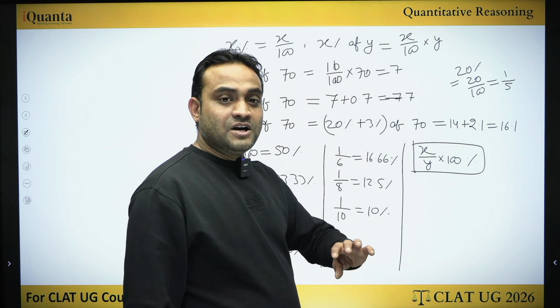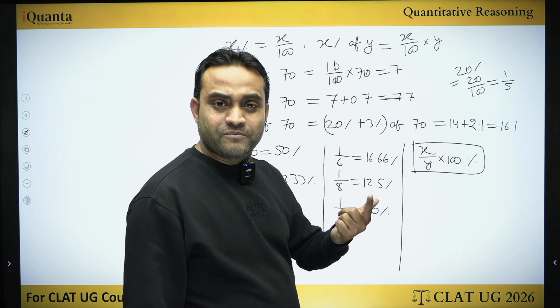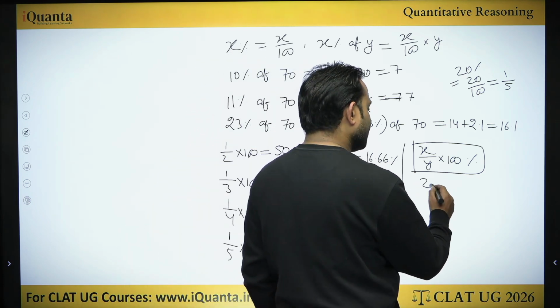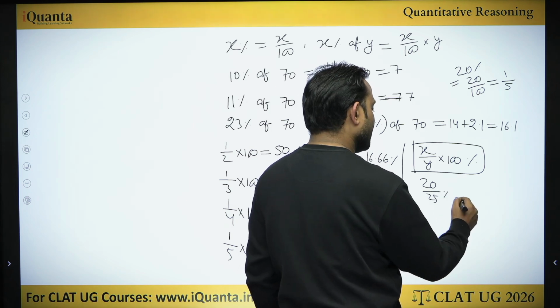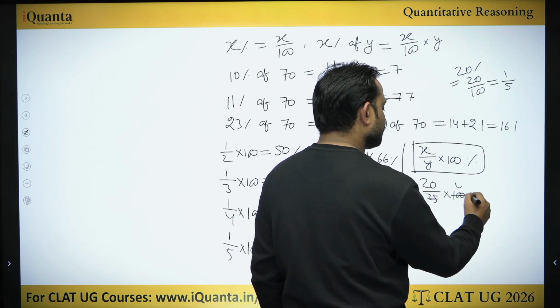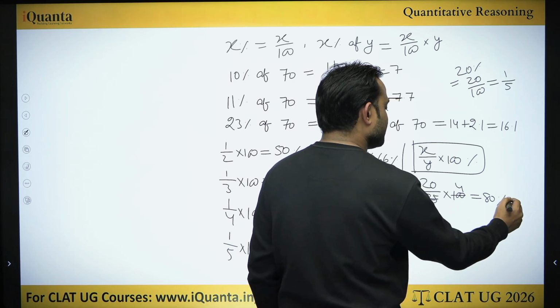Finding like 20 is what percent of 25? So how do we calculate? 20 upon 25 into 100. This gives us 4, which makes it 80%.